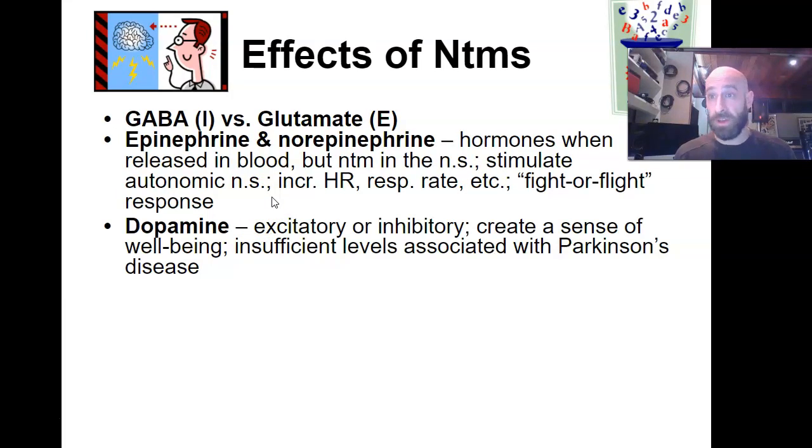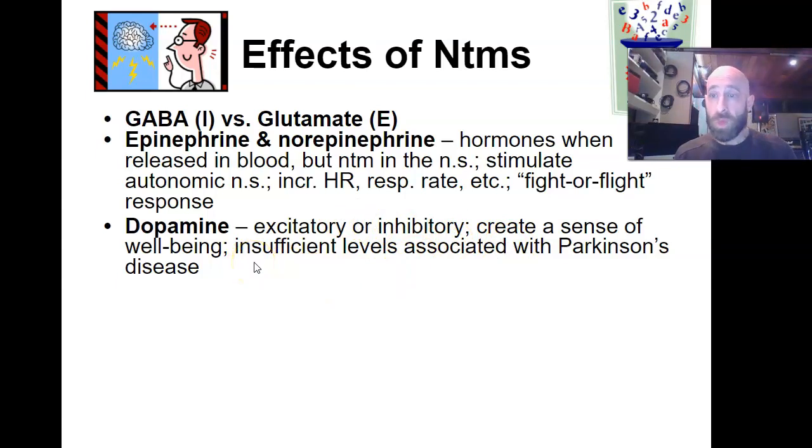Dopamine is another very common neurotransmitter. It makes you feel good. This is the feel good one. That's why they call drugs dope. Drugs mimic the dopamine molecule, but this can be excitatory or inhibitory depending on what part of the brain it's in. But basically, it makes you feel good, and this is connected to actually Parkinson's disease.